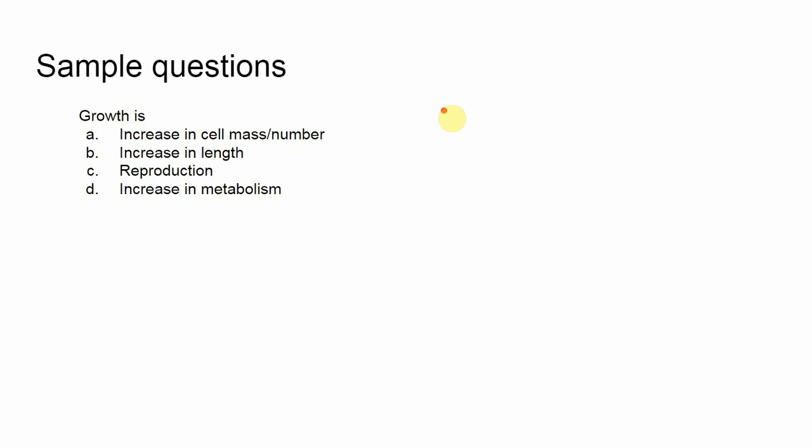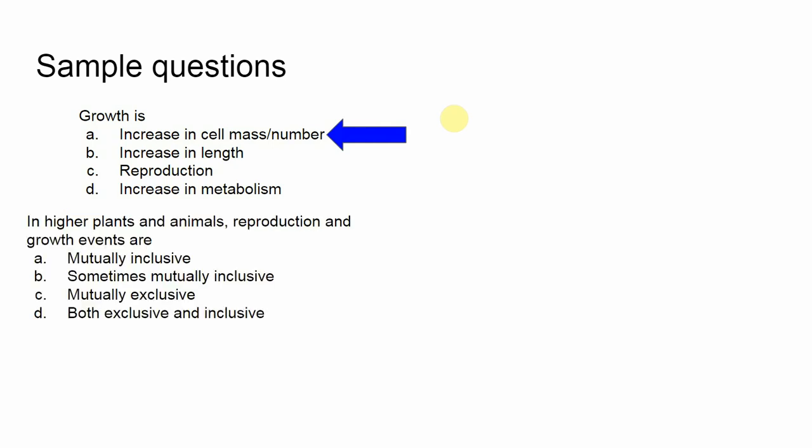The first question is growth is. The first option is increase in the cell mass or number, increase in length, reproduction, increase in metabolism. So the right option for this is the first one, that is increase in the cell mass and number. That is what actually we have defined, the twin characteristics of growth. Moving on, the next question is in higher plants and animals, reproduction and growth events are mutually inclusive, sometimes mutually inclusive. The third option is mutually exclusive, both exclusive and inclusive. So obviously it is mutually exclusive, means they are completely different.